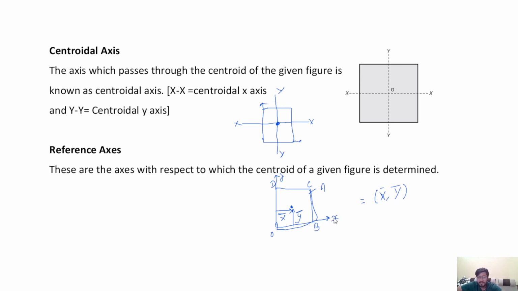So reference axes are the axes with respect to which the centroid of the given figure is determined. If this reference y-axis is shifted from here, then the centroid of the rectangular figure from this shifted y-axis, the y dash axis, is x bar plus a, where this distance is a. Means x bar plus a is the centroidal distance from the reference y dash axis. So this is the reference axis.